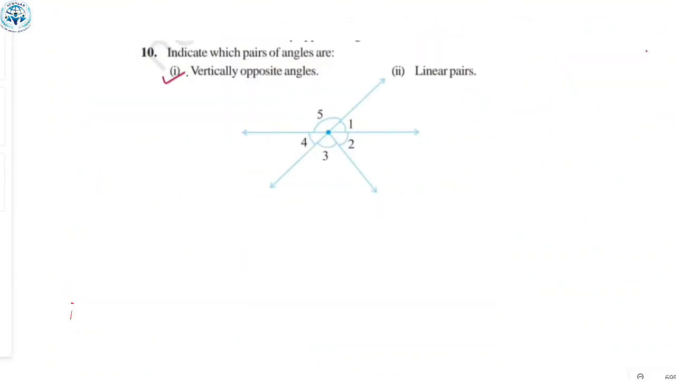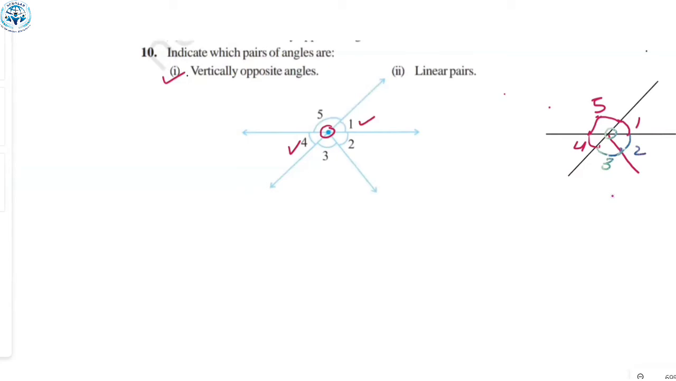Question number 10, indicate which pairs of angles are vertically opposite angles. This is the center. Now we have to find out the crossing lines. The vertically opposite angles are angle 1 and angle 4. We can easily see in the figure that two lines are crossing and these are two angles, angle 1 and angle 4. This is one pair, another pair is angle 5 and angle 2 plus 3, which is lying opposite to angle 5. These are the two pairs of vertically opposite angles.